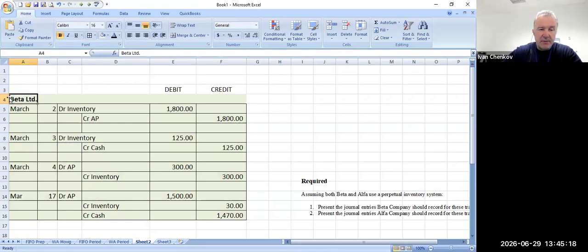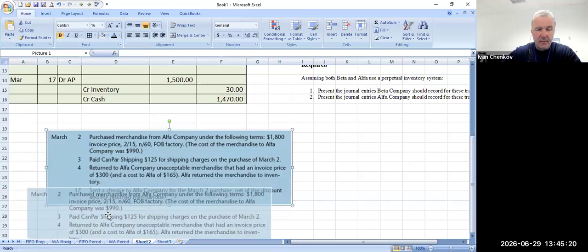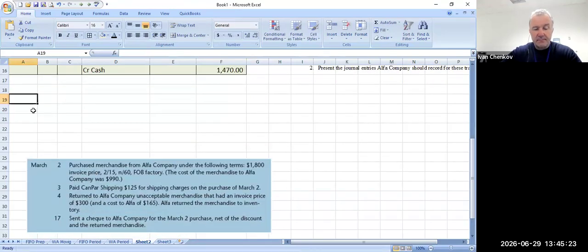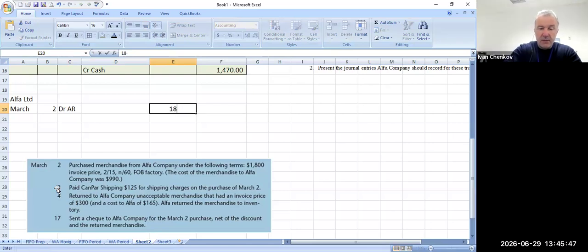Now let's see what the other company is gonna do. Alpha Limited. Let's go with Alpha Limited. What Alpha is doing is they're selling. So on March 2nd, they sell, and if we're not paying, they're gonna debit accounts receivable for $1,800 to match our purchase.